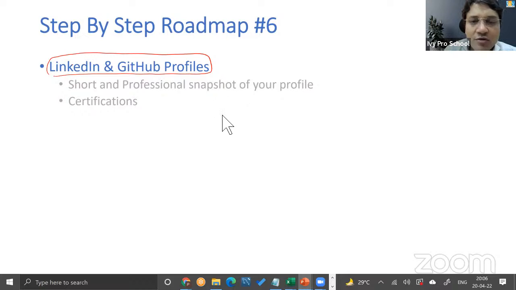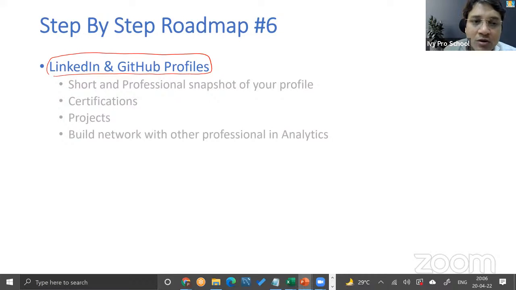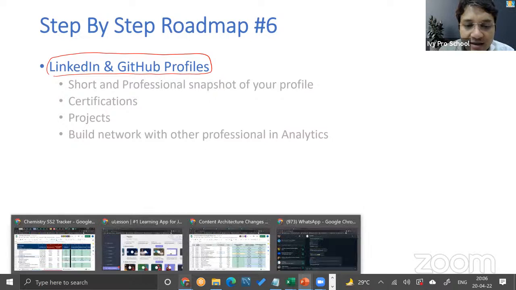Short and professional snapshot of your profile, certification, your projects, very important. Build network using LinkedIn, exploit it, very, very important. You'll find all the talent acquisition specialists are there on LinkedIn. They're desperate to hire people. If you have created a nice profile and if you continuously talk about your projects on your LinkedIn, you will have a great advantage, guys.